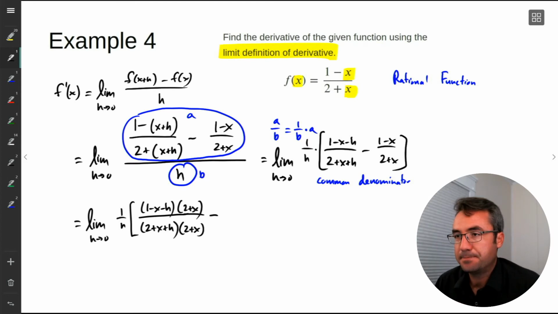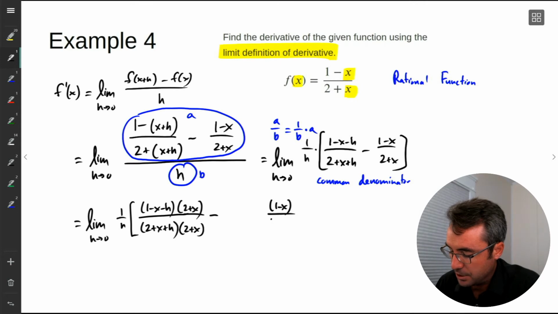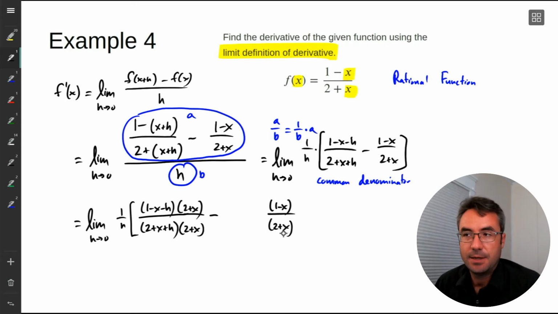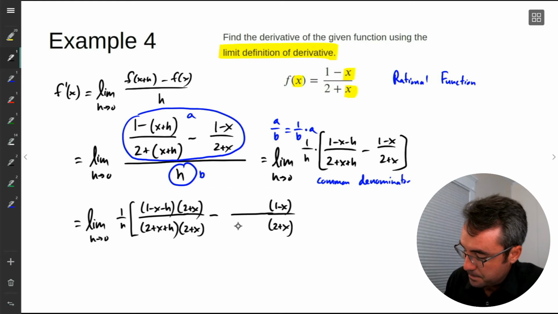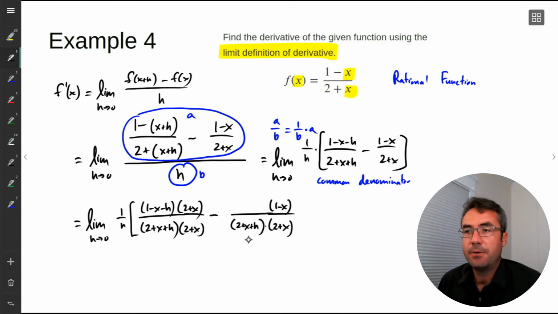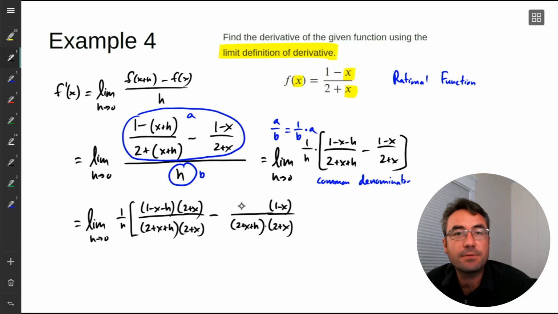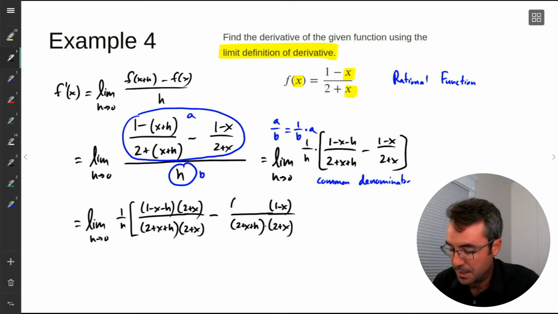Then we subtract. And we want to do the same thing, get a common denominator for the second fraction. So let's start by writing out what that second fraction originally was. 1 minus x over 2 plus x. Now to get a common denominator, we have to multiply by this 2 plus x plus h term. So let's throw that into the denominator. We can't just throw it into the denominator. We also have to throw it into the numerator as well. So a 2 plus x plus h is going to go up there as well.